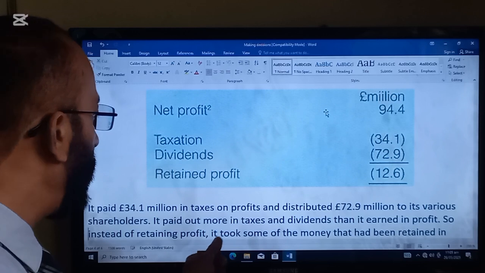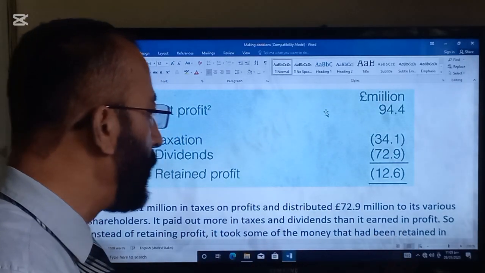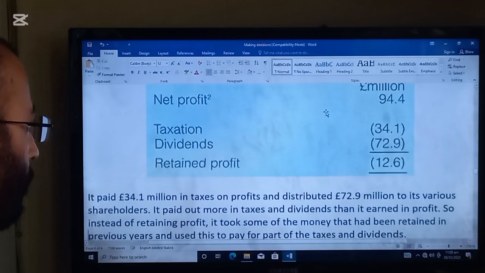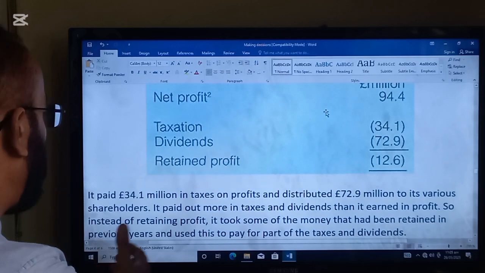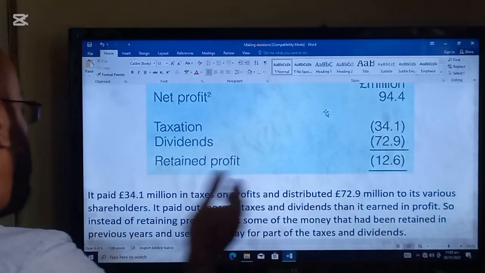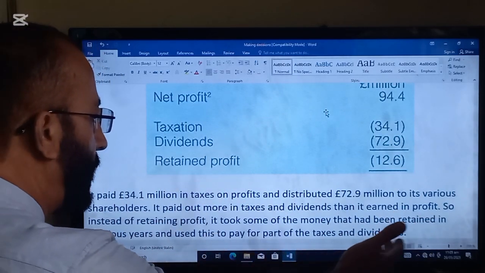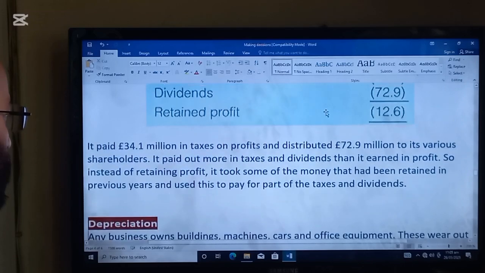It paid out more in taxes and dividends than it earned in profit. So instead of retaining profit, it took some of the money that had been retained in previous years and used this to pay for part of the taxes and dividends.